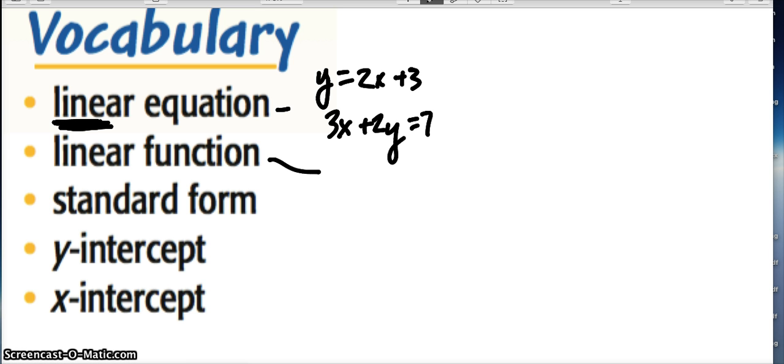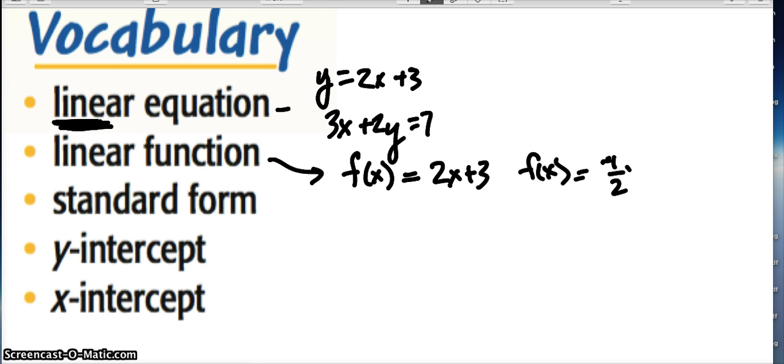A linear function is the same as a linear equation, except it will be written in the form of f of x is equal to. So generally it will have a y equals kind of pattern where instead of y, we'd have f of x is equal to, let's say 2x plus 3, or f of x is equal to some other value, negative 1/2 x minus 7, something like that.